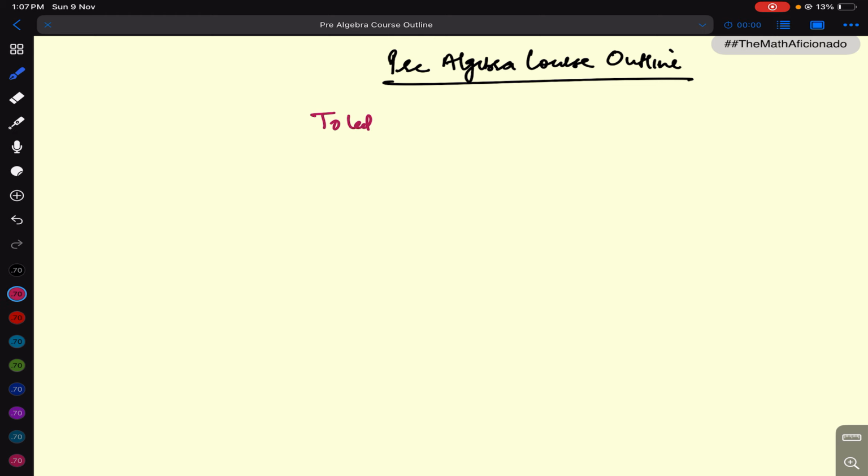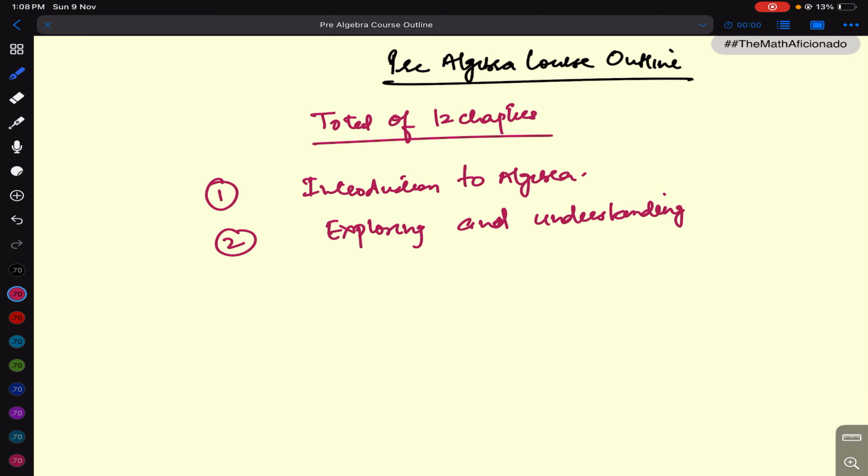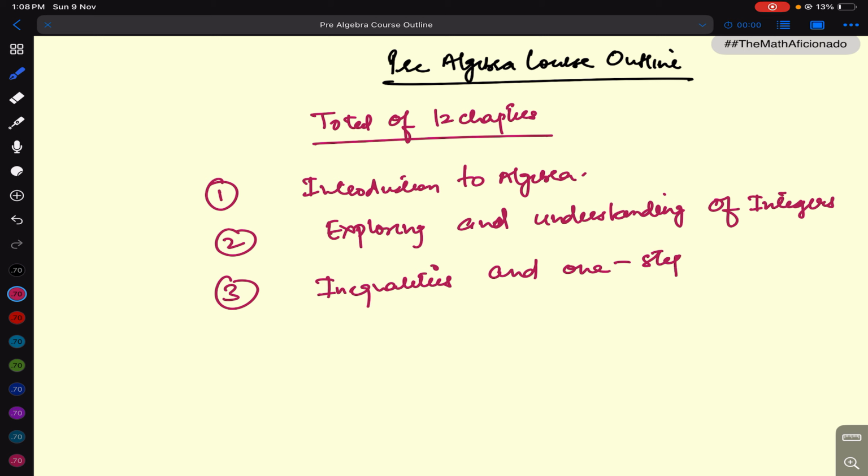So here we have a total of 12 chapters. The first one is Introduction to Algebra. Second is Exploring and Understanding of Integers. Third is Inequalities and one-step equations.